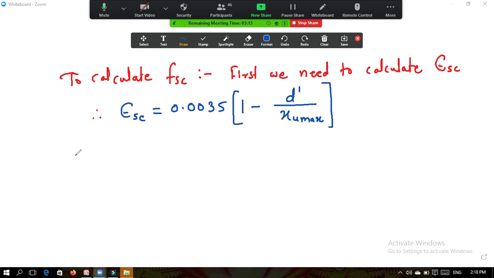So if you go on page number 70 in the IS code, you will get this ratio XU max upon D is equal to 0.48.